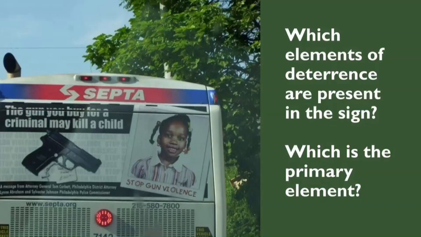So take a minute to look at those. I'll point out a couple things that stand out for me. And obviously, we can talk about this during our weekly discussion, but look at these pictures and see if there are some things that stick out to you in terms of elements of deterrence. And keep in mind swiftness, severity, and certainty.